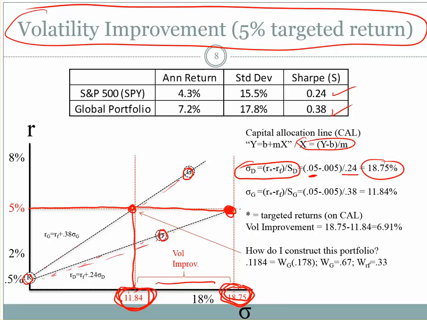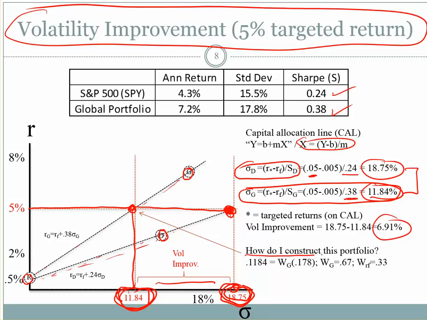And you can see that the point on that line shows you that you'll have an 18.75 volatility in the domestic portfolio. On the global portfolio, we just need to divide by the Sharpe ratio of 0.38, and you can see you get 11.84 standard deviation. The return improvement is the difference between these two, or 691 basis points. We can also construct the portfolio of that global solution right here.